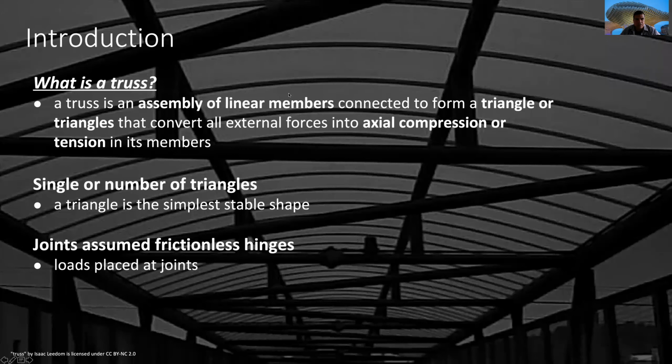We have a truss when we have an assembly of elements that are linear, right? The ones that we are looking at here, and those elements are part of a system formed by several triangles. Usually, the elements are linear. Usually, we work with triangles, but not always. And the triangles are a very simple shape.